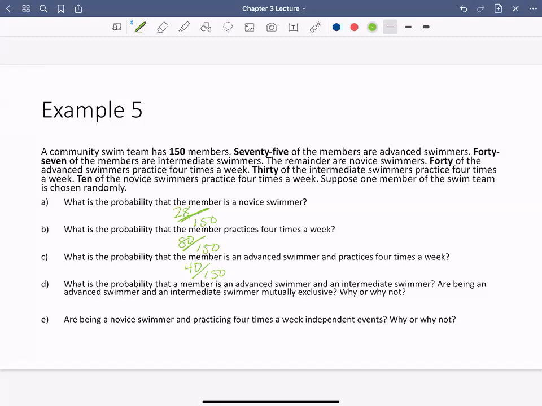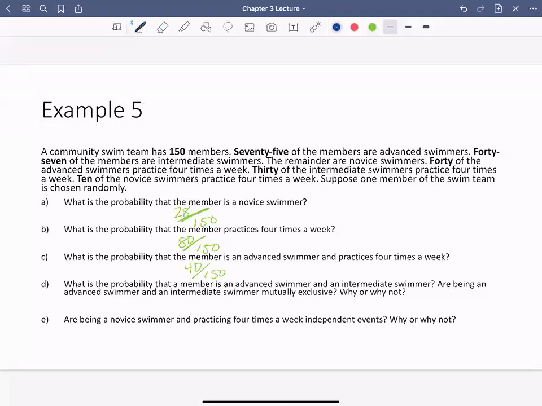So next, it says, what is the probability that a member is an advanced swimmer and an intermediate swimmer? Are being an advanced swimmer and intermediate swimmer mutually exclusive? Why or why not? Well, can you be advanced and intermediate? No, you're either one or the other. Pick a side. So these are mutually exclusive. So what is the probability?